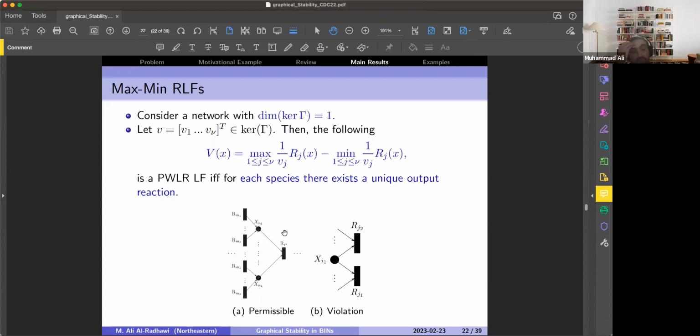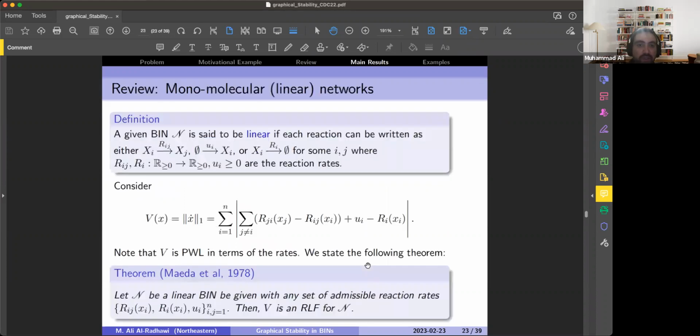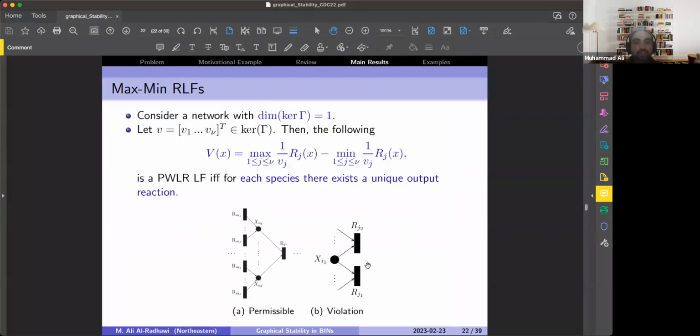If you think of the stoichiometry matrix, this means that each row has only one negative number. While this second situation is not permissible, where you have a species that has two arrows coming out of it, so you have two negative numbers on the row of the stoichiometry matrix. So that's the max minus min function.